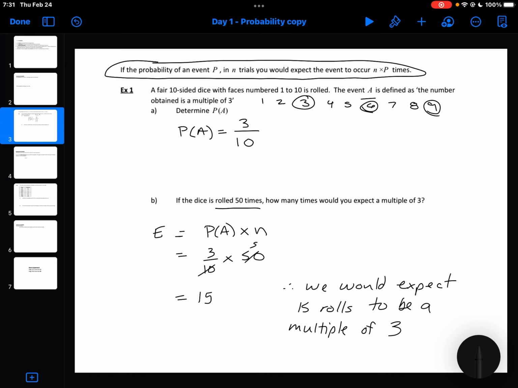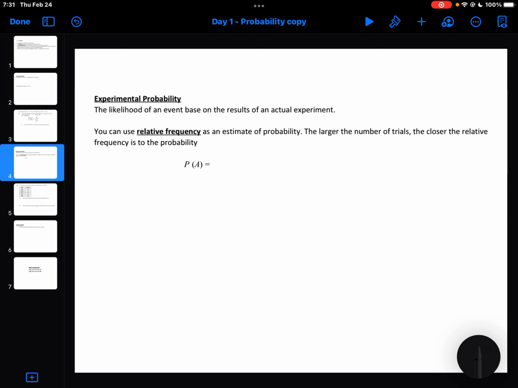Something interesting about the expected value is that it happens to be a whole number in this case, but it doesn't have to be. So in those first examples, that was theoretical probability, which is what we think should happen. We also have experimental probability, which is how often things do happen based on an actual experiment.